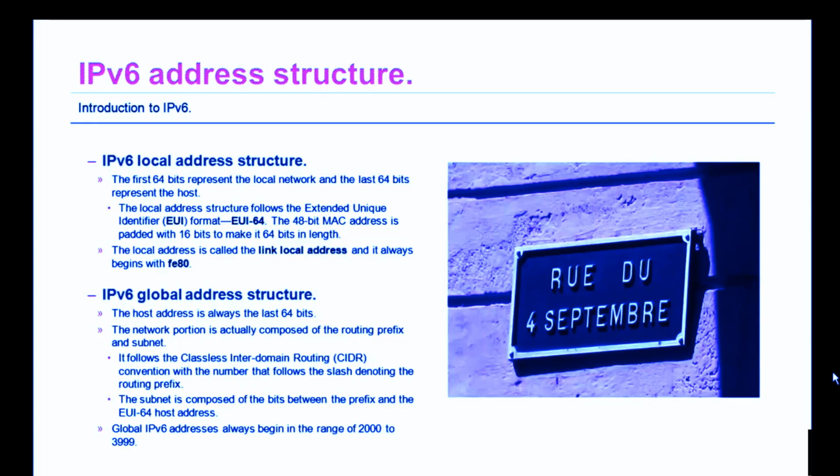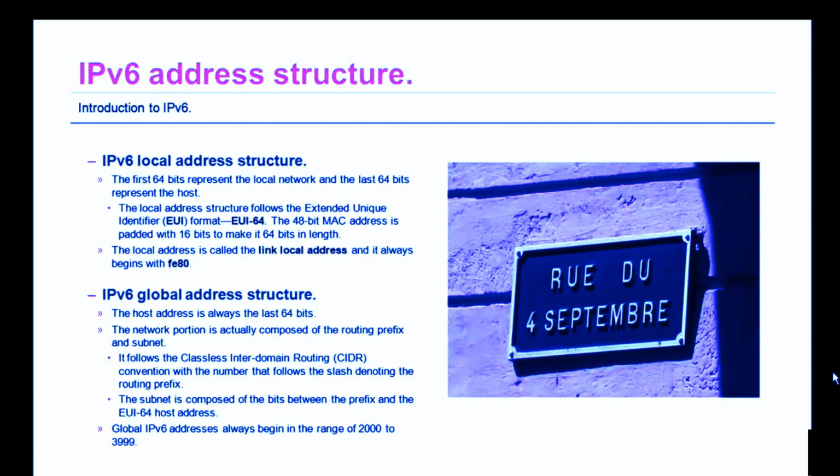So now let's talk about IPv6's local address structure. For the local address, the first 64 bits on the left represent the local network, and the last 64 bits on the right always represent the host. The local address structure follows the EUI, or Extended Unique Identifier, format, specifically the EUI-64 format. For those hosts that have a 48-bit MAC address, that 48 bits is actually padded with an extra 16 bits to make it 64 bits in length.